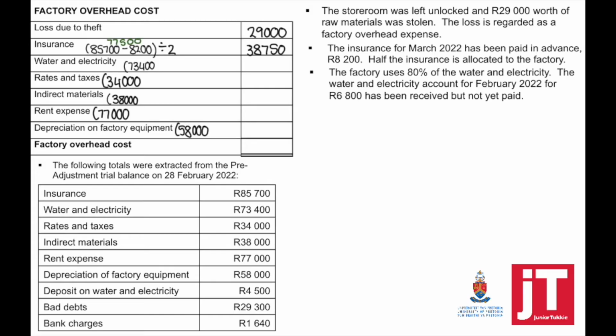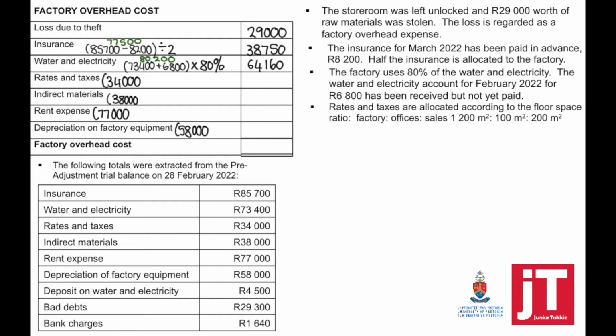The factory uses 80% of the water and electricity. The water and electricity account for February 2022 for 6,800 has been received but not yet paid. So if it's still outstanding, it forms part of my expense for this accounting period, which means we need to add it. So we're going to have water and electricity plus 6,800, and then 80% is used in the factory, so we need to multiply that by 80%.